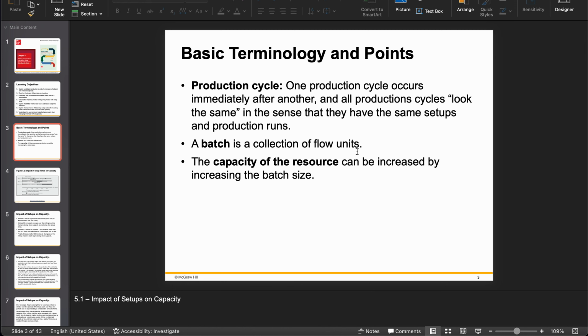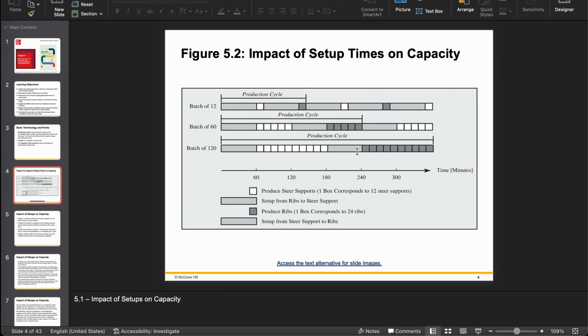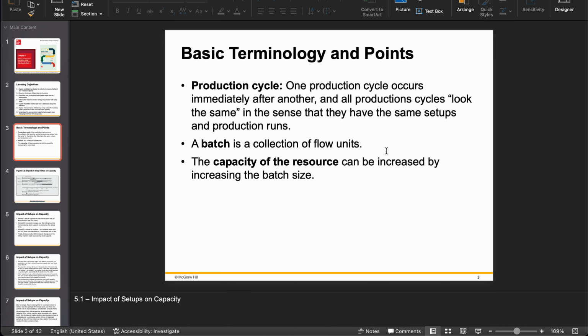So let's take an example here. What is the impact of setup time on capacity? This comes down to the number of batches. A batch is a collection of flow units, the number of flow units that you're going to produce at any given point in time, right? So that's what a batch is. The capacity of a resource can be increased or decreased by increasing the batch size.